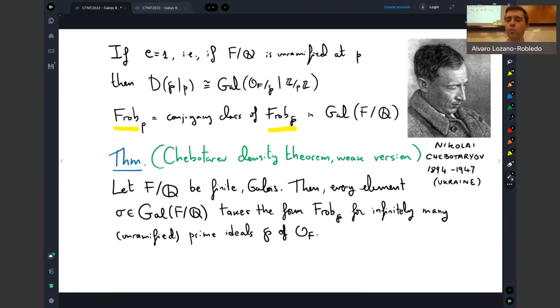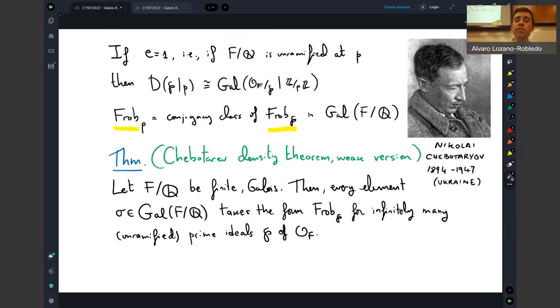And here's Chebotarev, who, by the way, this is the picture that appears in at least one of the t-shirts for the conference and in the poster for the conference, because the Chebotarev density theorem was proved 100 years ago, but also because Chebotarev was born in what we call now Ukraine, which of course is going through an insane hardship as we speak. So that's why we decided to make this summer school in honor of Chebotarev.